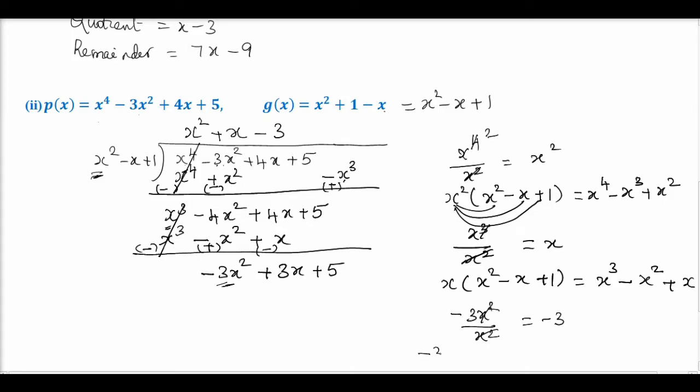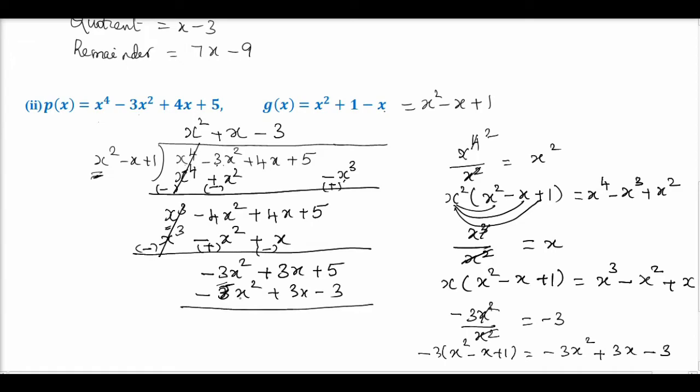Now multiply this minus 3 with the divisor. You get minus 3x square plus 3x minus 3. So subtract it from the dividend. Minus 3x square plus 3x minus 3. In order to subtract it, let me change the sign. So minus 3x square gets cancelled. 3x minus 3x also gets cancelled. 5 plus 3 is 8.